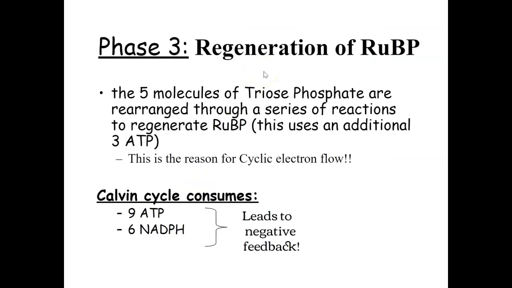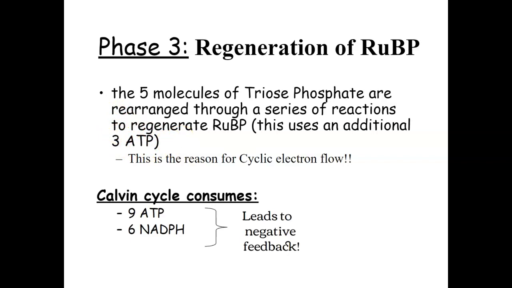Here's where the regeneration phase comes up, even though we already talked about it. But again, our 5 molecules of triose phosphate that stay in the cycle go through a series of enzymatic reactions to create 3 molecules of RuBP, and this will require 3 more ATP to be used. This is one of the reasons why we need cyclic electron flow.